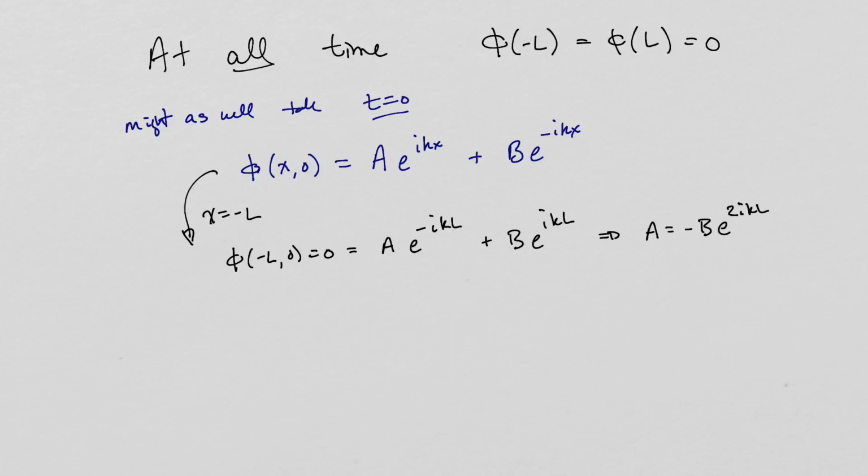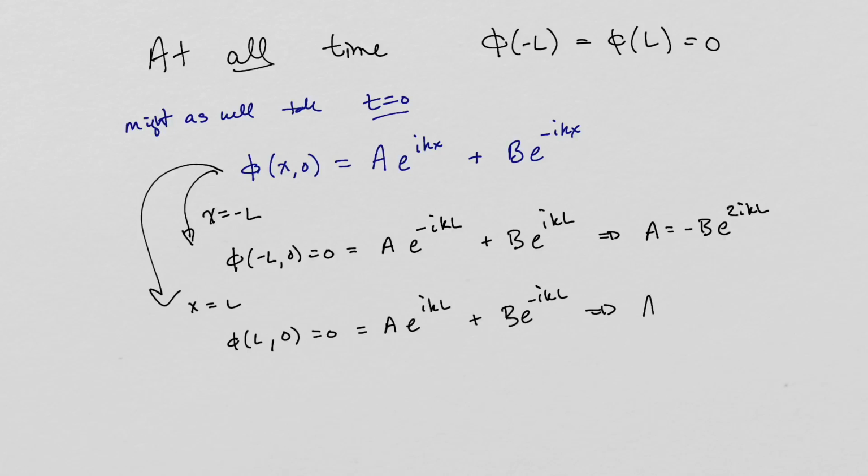Okay, and now that looks interesting, right? In order for this to be a solution to the problem, I now see that there has to be some relationship between a and b. But I can also look at the other side, right? So x equals L, which means phi of L, 0, is equal to 0, which is a e to the i kL plus b e to the minus i kL. And that gives me the fact that a is equal to minus b e to the minus 2i kL.